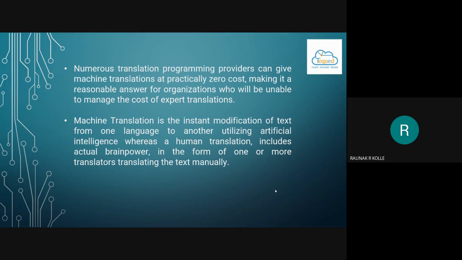Machine translation is the instant modification of text from one language to another utilizing artificial intelligence, whereas human translation includes actual brain power in the form of one or more translators translating the text manually. In conclusion, machine translation is mainly a tool that assists marketers or translators to accomplish a motive. However, it is not a replacement for the old system of translation. Instead, it is just a modification.